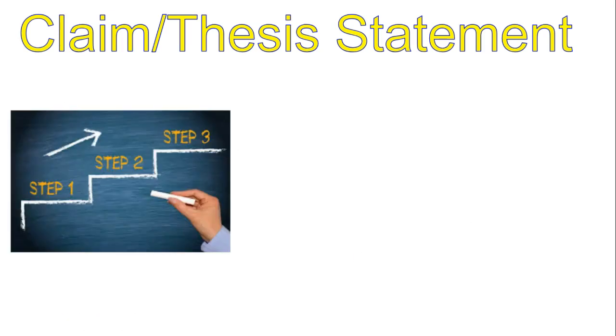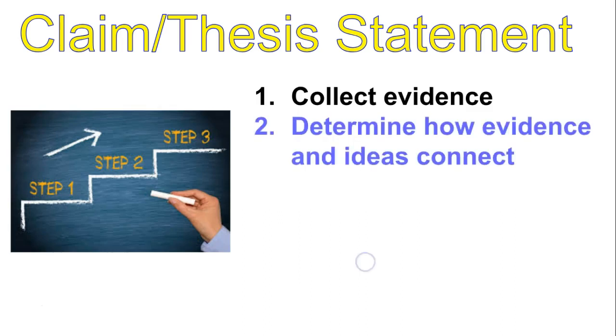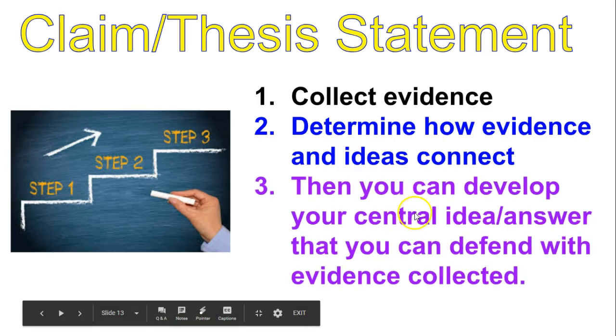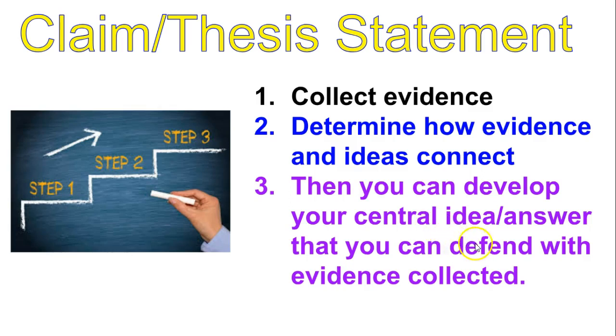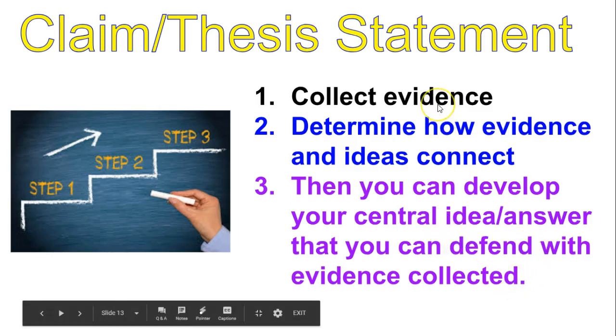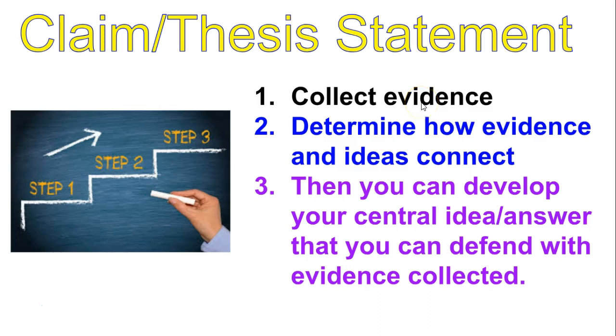There are 3 steps you can take to writing a good claim or thesis statement. The first is collecting evidence, which we spent the last few class periods doing. You have to have the evidence to know what your answer is or what your stance is. Now determine how all the evidence, how these ideas I have, connect. What am I really trying to say? What is my answer? Once you have that, then you can write a good, clear thesis statement that you know you're going to be able to defend with the evidence that you've collected. So step 1, collect evidence. 2, how does it all connect? Now you can write it.